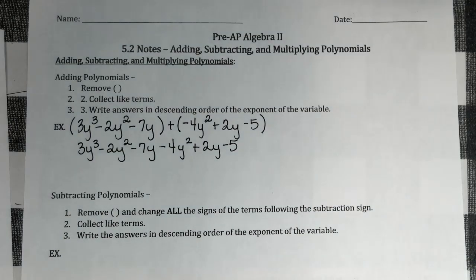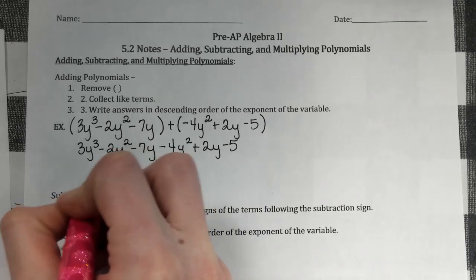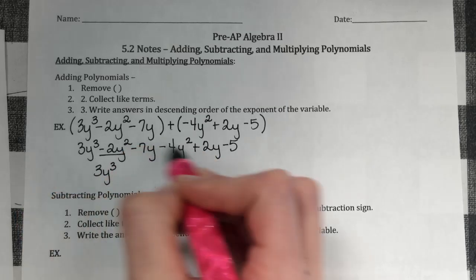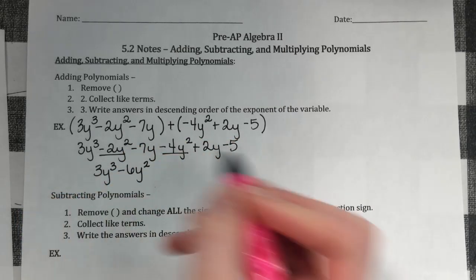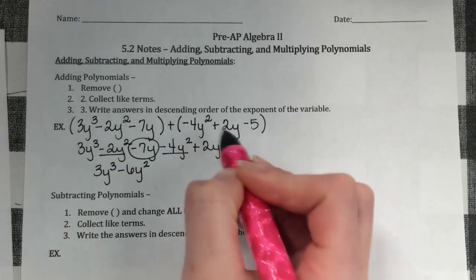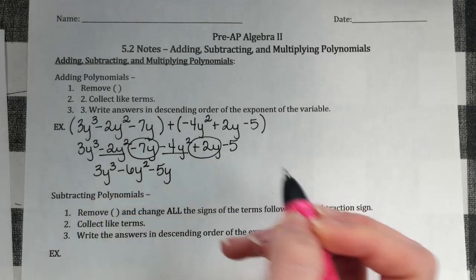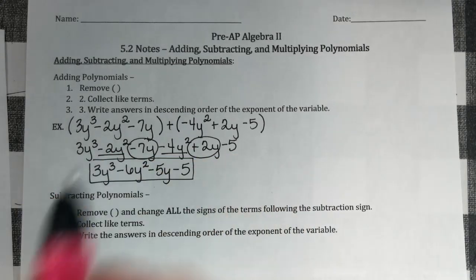And then, once we remove those parentheses, all you have to do is combine like terms and put your answer in standard form, which is your highest exponent down to your constant. So we start with 3y cubed. That has nothing to combine with, so it gets copied down. Then we have negative 2y squared minus 4y squared to give you negative 6y squared. Then we have a negative 7y plus 2y, which is a negative 5y, minus 5. And that would be our answer.